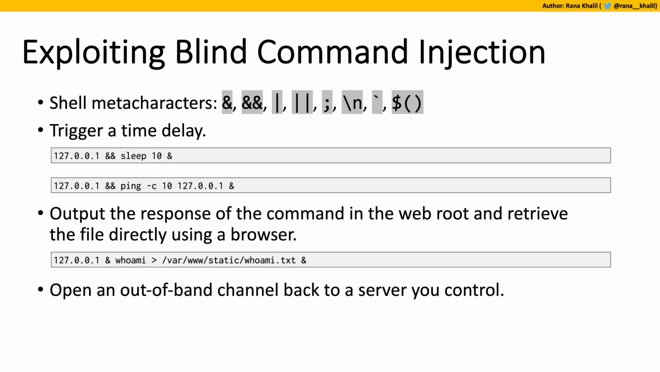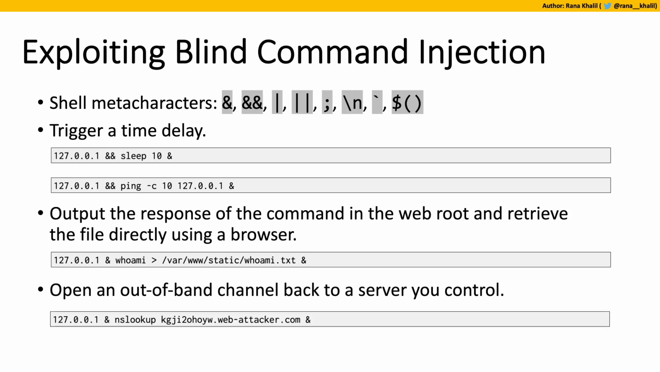Another way to both prove that a command injection exists, and to exploit it to show impact is to open an out-of-band channel back to the server you control. Usually this is done with Burp Collaborator, but it essentially can be done with any attacker-controlled server. The way it works is if you're proving that this is vulnerable to blind command injection, all you have to do is run the NSLOOKUP command on the server that you control.